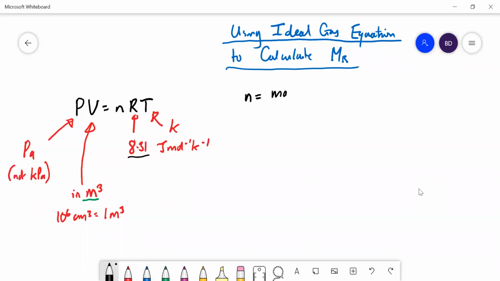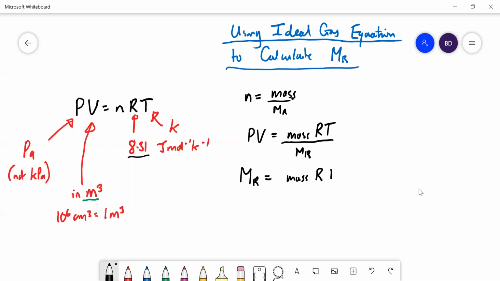is equal to mass over Mr. So let's put that into our ideal gas equation, and we get PV is equal to mass times RT over Mr. So we rearrange that to make Mr the subject, and we get Mr equals mass times R times T divided by P times V.